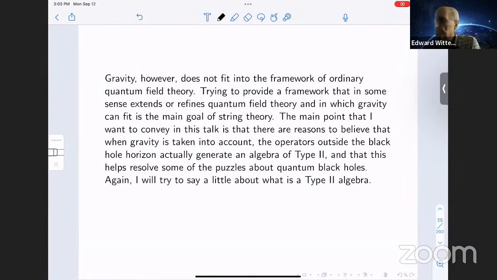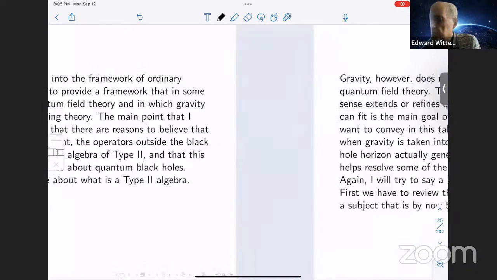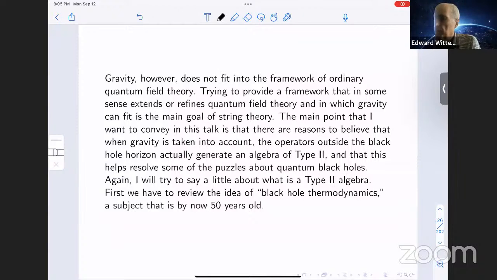Again, I don't want to assume you know what a type 2 algebra is, so I will explain a little bit about that later on. But first, we have to review the idea of black hole thermodynamics, a subject that by now is about 50 years old.